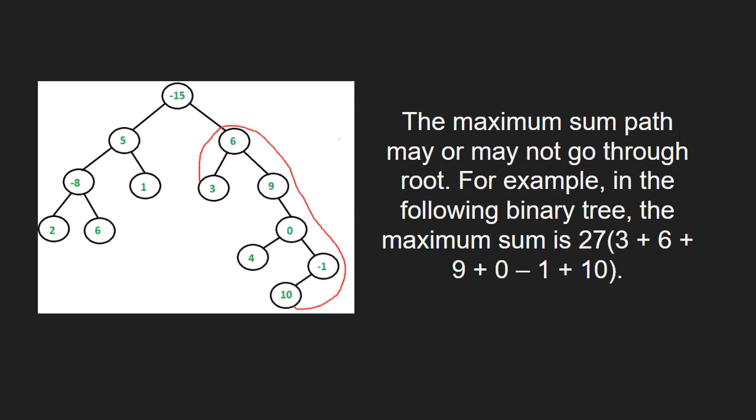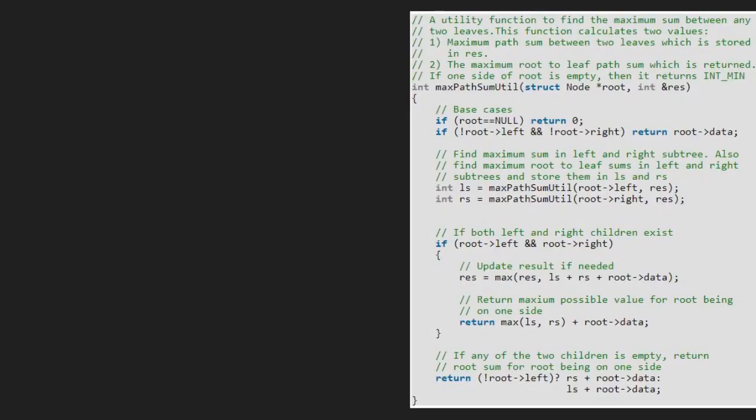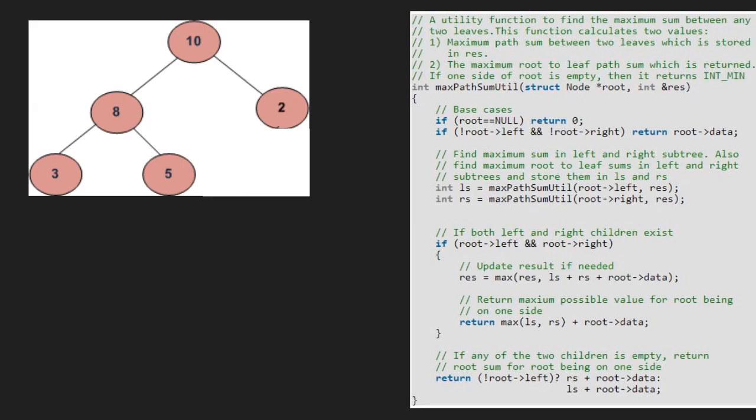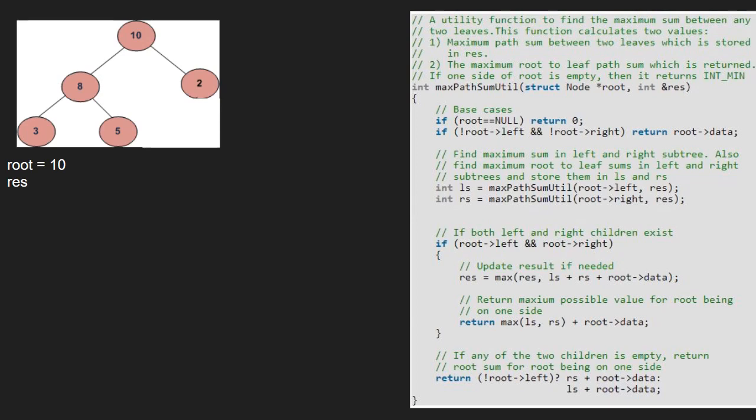Now let us see the algorithm. Let us also have a sample tree to test our algorithm. We pass the root node and res variable to store the maximum path in the maxPathSum util function. As the root is not null, we check if root is a leaf node. Since it is false, we find maximum sum in left and right subtrees.